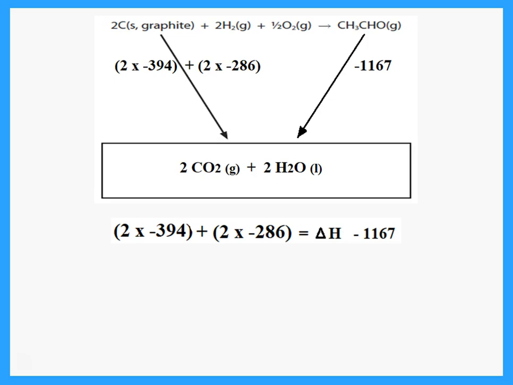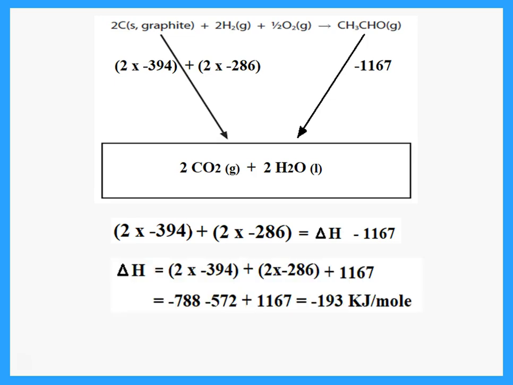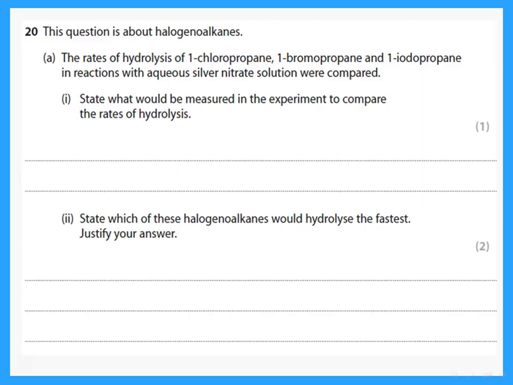Remember that the values in the table are given for one mole. So if I have two carbons, then I have to multiply that value by two. I have two hydrogens, I multiply the value by two. Of course, there is no delta H of combustion for oxygen. So using that to calculate for delta H, we find that we get this number.